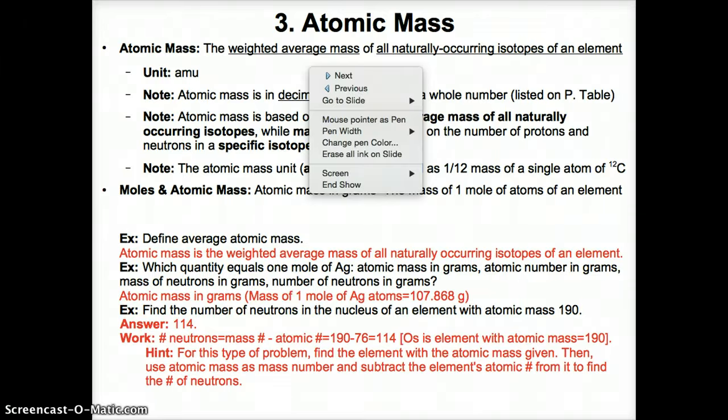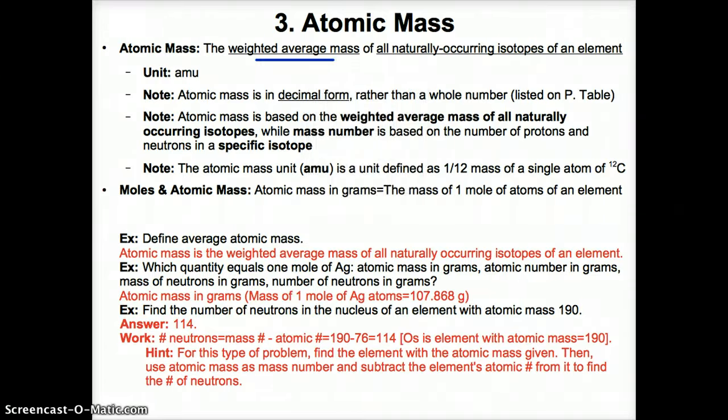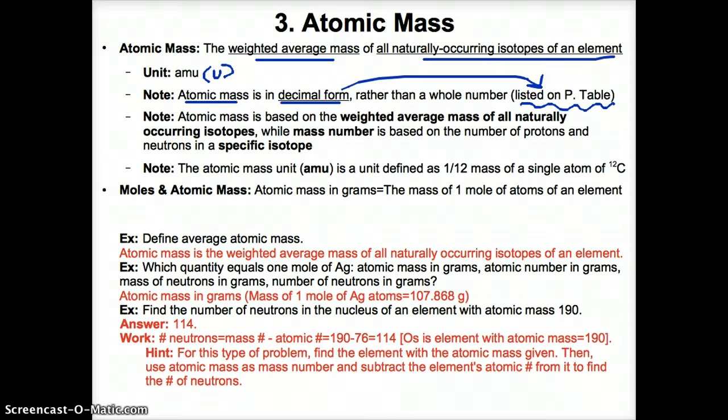Next, let's discuss atomic mass. Atomic mass is the weighted average mass of all naturally occurring isotopes of an element, and it's measured in units of AMU, or U, as you should add to your homework. An atomic mass of an element is always written in decimal form rather than a whole number. As you can see, the atomic mass in decimal form is listed on the periodic table for each element in the top left corner of each element box.